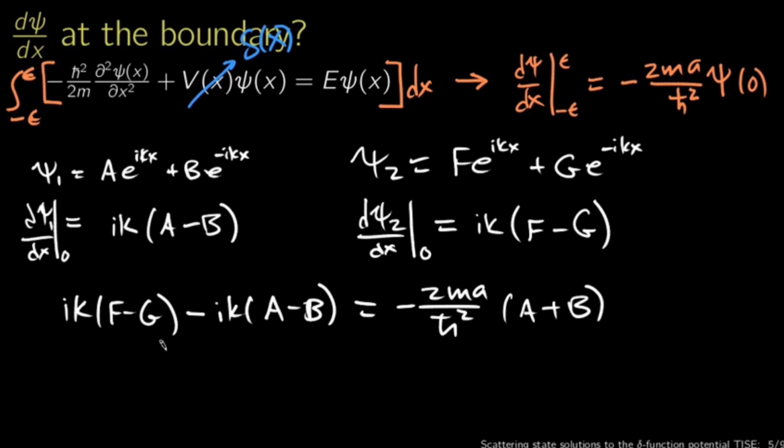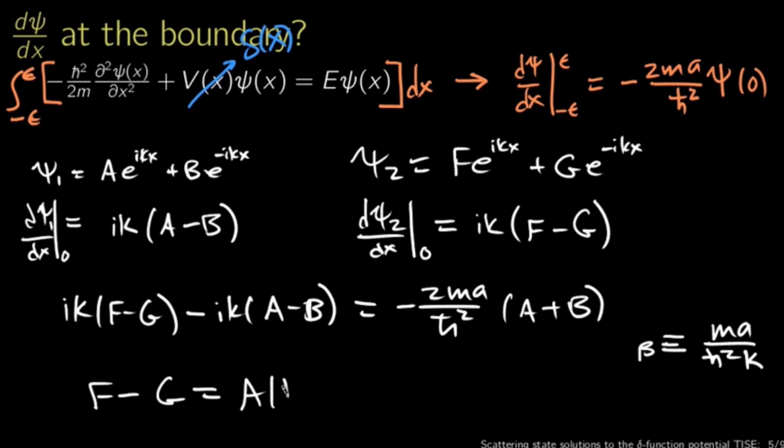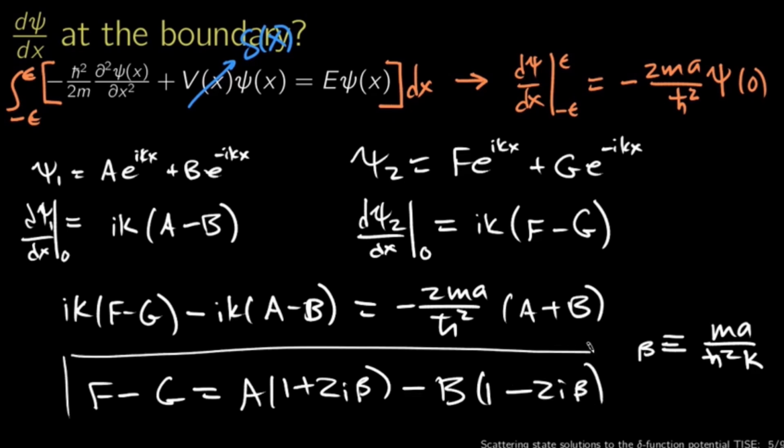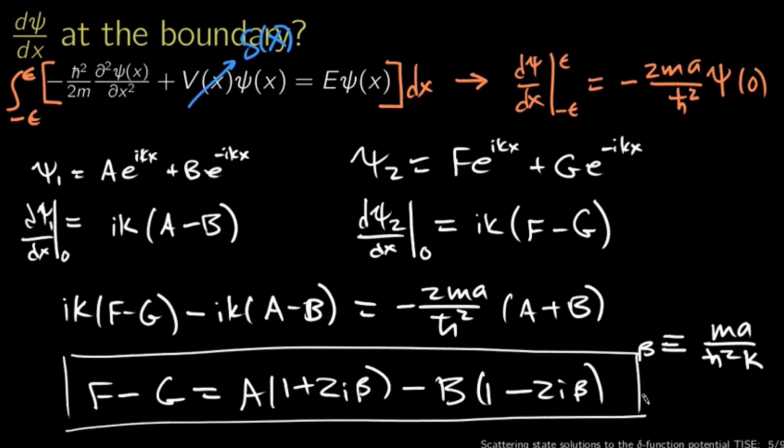What we end up with now, if you manipulate this expression a little bit and define a useful constant, in this case the constant is going to be beta, just to save some writing. Beta is defined to be ma over h bar squared k. What we end up with is f minus g is equal to a times 1 plus 2i beta minus b times 1 minus 2i beta. And this is the result of our first derivative boundary condition.